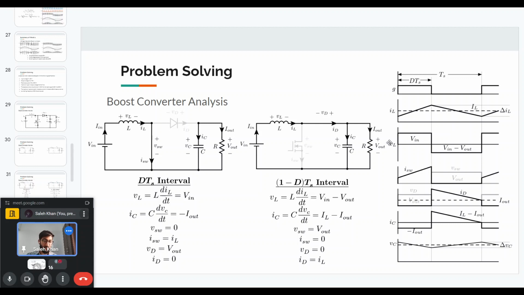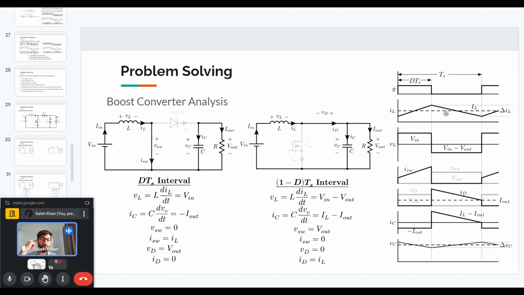In this case, the voltage across the inductor in the DTS interval is V in, and since V in is positive, the inductor current will rise. In the 1 minus DTS interval, the voltage across the inductor is V in minus V out, and since we know that V out is greater than V in, V in minus V out will be a negative quantity. So that is why the inductor current will fall.